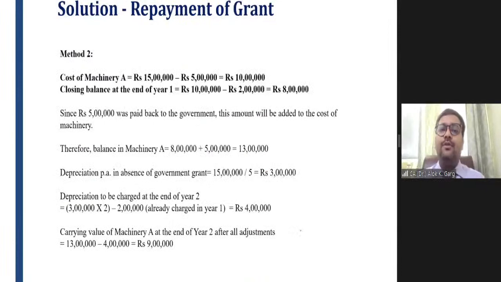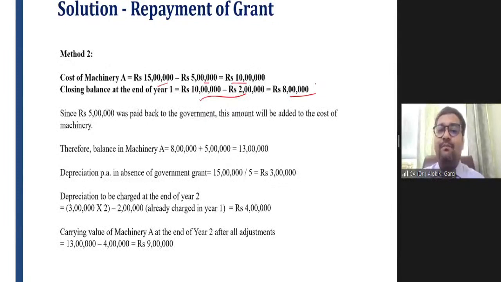Going by the net approach, the cost of machinery was 15 lakh, government grant is 5 lakh, so the total net value is 10 lakh. The closing balance at the end of the first year: because this 10 lakh has to be depreciated over a period of 5 years, 10 minus 2 is coming out at 8 lakh.